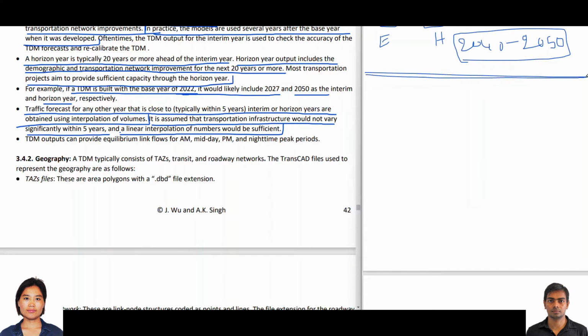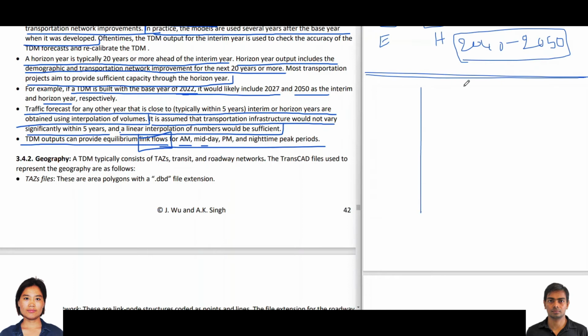So that's an interpolation using the horizon year from the models for the nearby years. And TDM output can provide equilibrium link flows. We will look at what equilibrium link flows means. We already looked in traffic assignment at how these equilibrium link flows are calculated, but we'll look in more depth about equilibrium link flow. The link flows are given for AM, midday, PM, and nighttime peak periods. The important point to note here is the link flows. This is an important point.